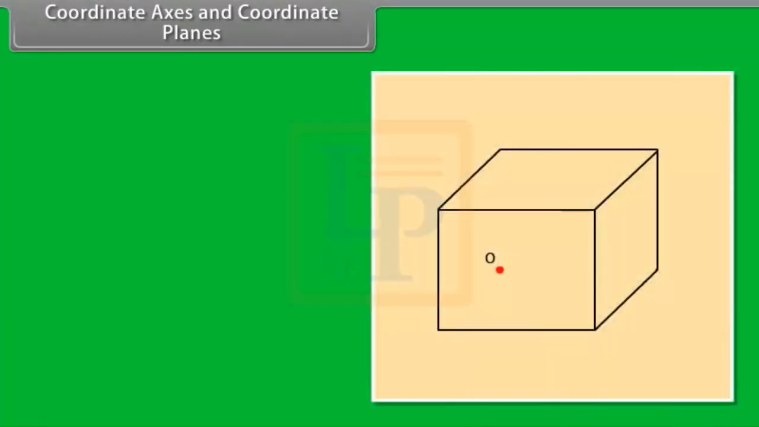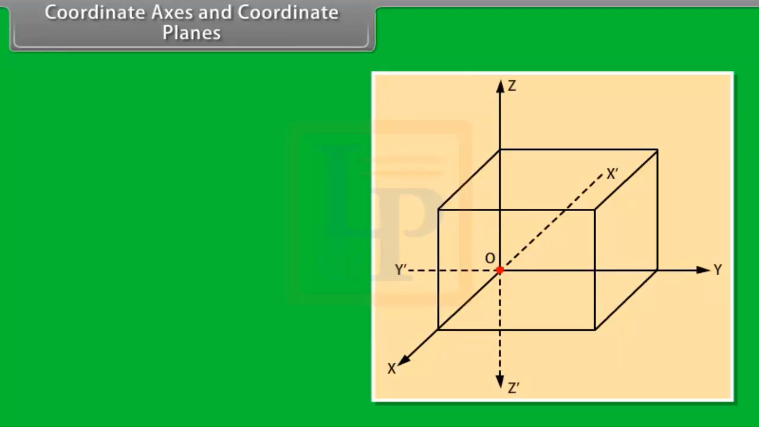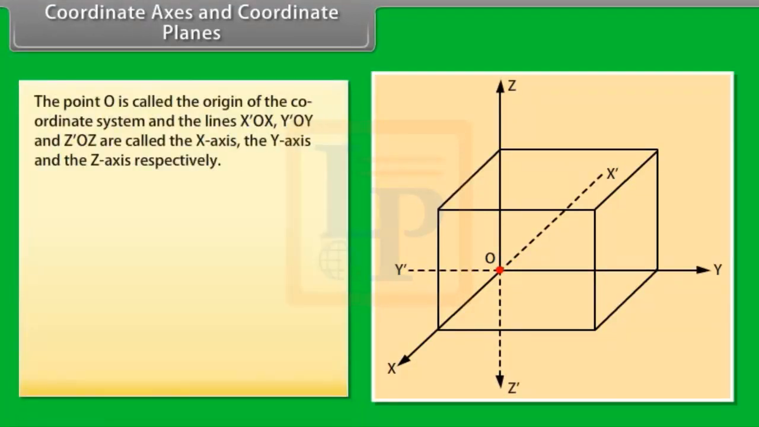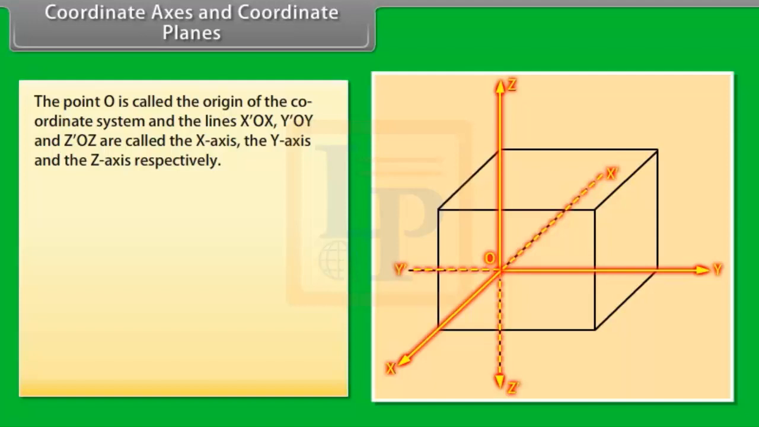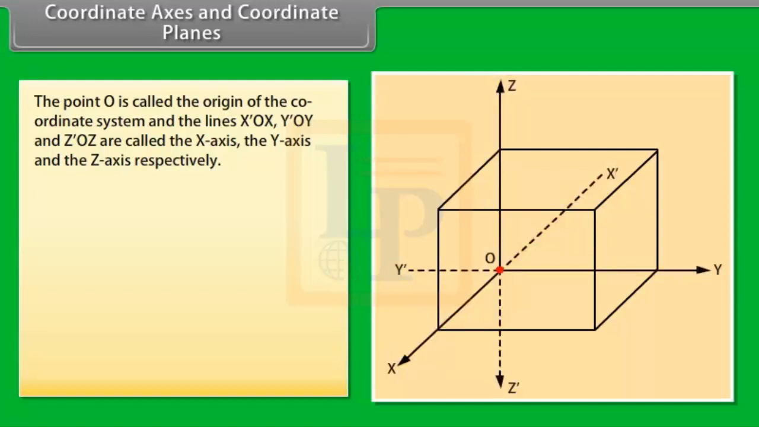Thus, the origin can be taken arbitrarily at any point of the room. Let us start with an arbitrary point O in space and draw three mutually perpendicular lines x'-ox, y'-oy and z'-oz through O. The point O is called the origin of the coordinate system and the lines x'-ox, y'-oy and z'-oz are called the x-axis, the y-axis and the z-axis respectively. The positive direction of the axis is indicated by arrows with thick lines.